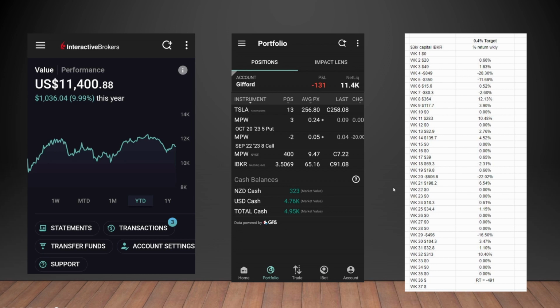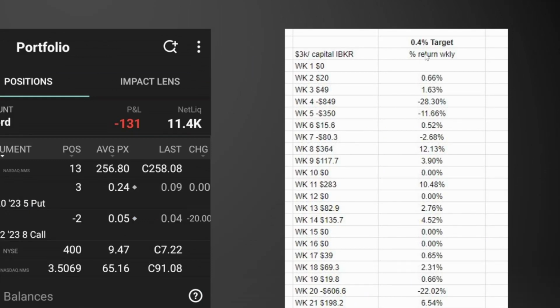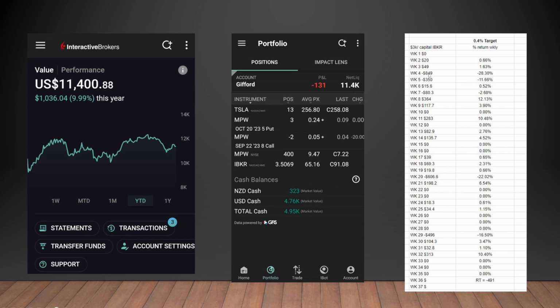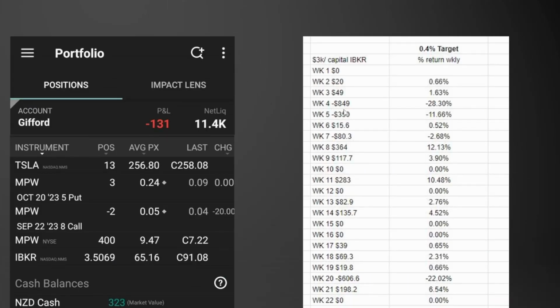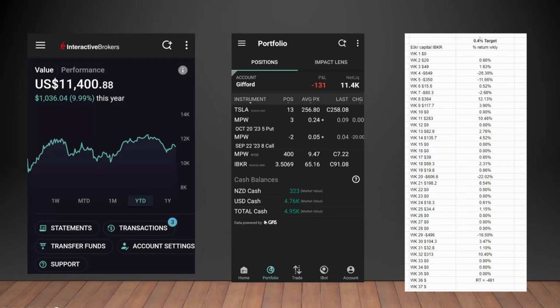And in the far right is a screenshot from a spreadsheet, and what I like to do is I like to keep it simple. So what I'm going for is just trying to get 0.4% every week out of my $3,000 account. But this one here gives you a good breakdown of week one, and I have been trying to get a target on that, but you can see I've had some big losses. So that one here is $849 that week. And when I'm trying to get my weekly target, that's actually minus 28% of the capital that I'm trying to use. So I hope this makes sense.